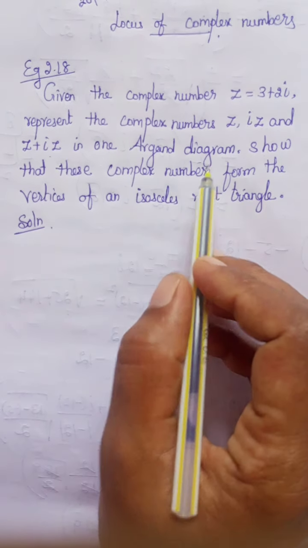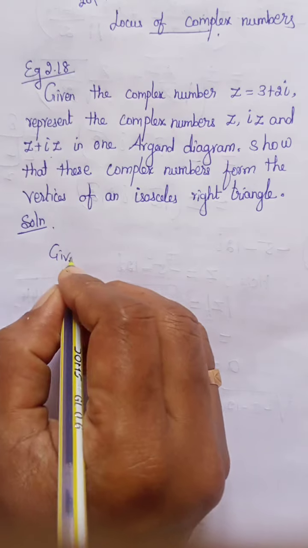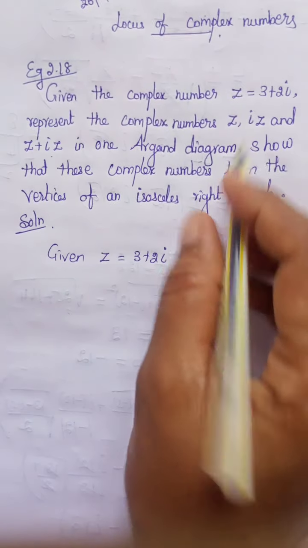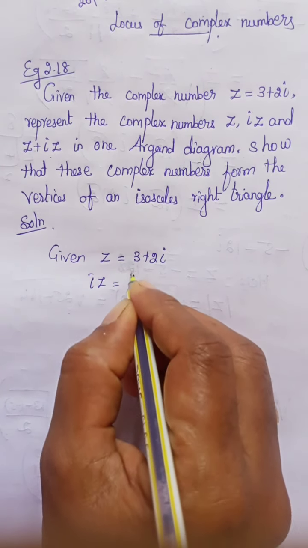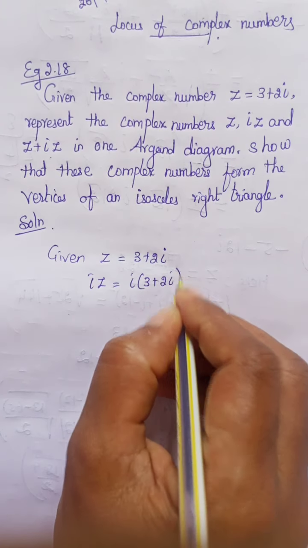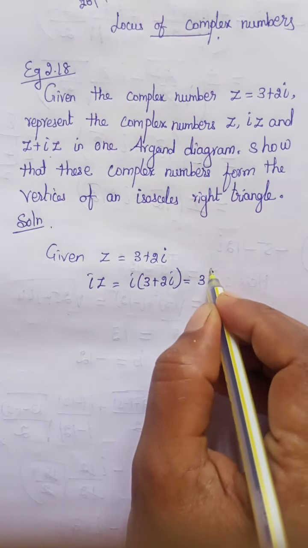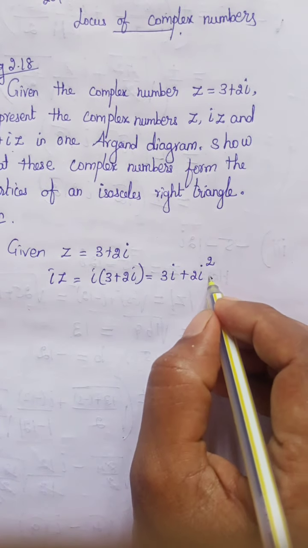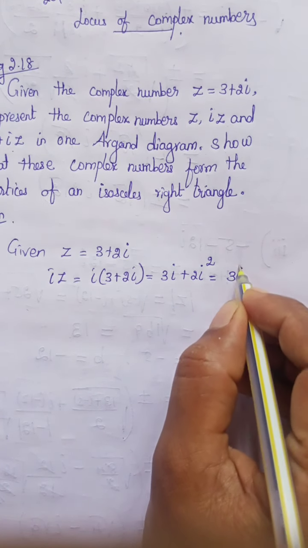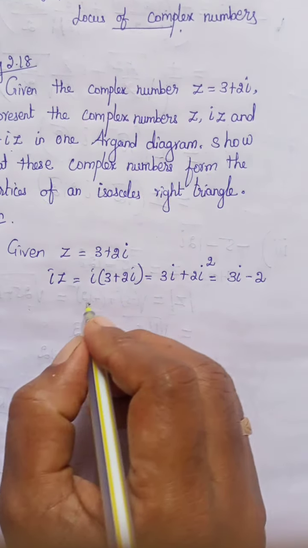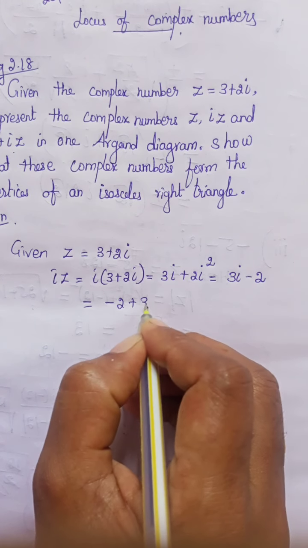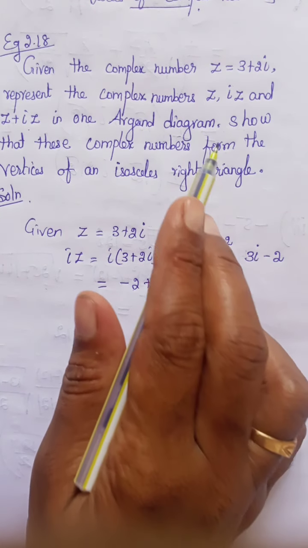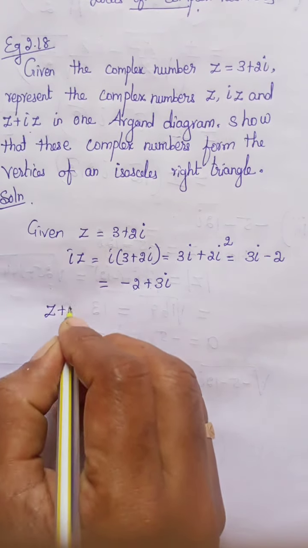First, to mark it in the Argand diagram, I am taking the given Z equal to 3 plus 2i. This is 1 point. The next is i into Z, so i into 3 plus 2i. So this is 3i plus 2i into i is i square. We know that the value of i square is minus 1. So we make it 3i minus 2, or minus 2 plus 3i, because we always write the real part first, then the imaginary part. Then the third one is Z plus iZ.